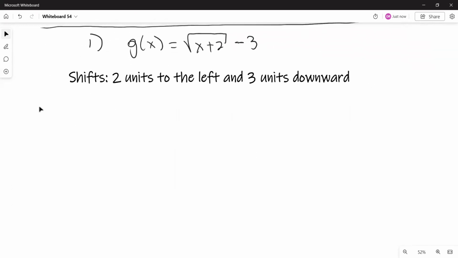Okay, so let's look at the graph. I'm going to start with the basic function. For this one, we only needed 3 points. The square root of 0 is 0, square root of 1 is 1, and square root of 4 is 2.